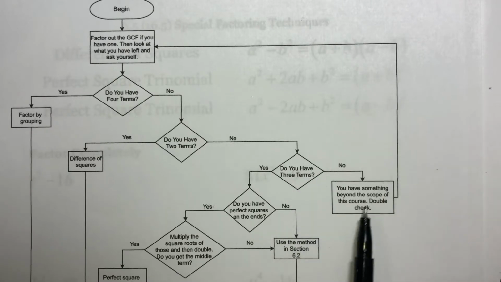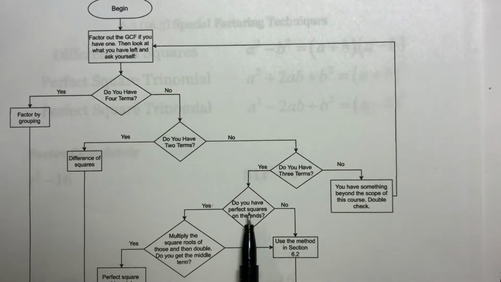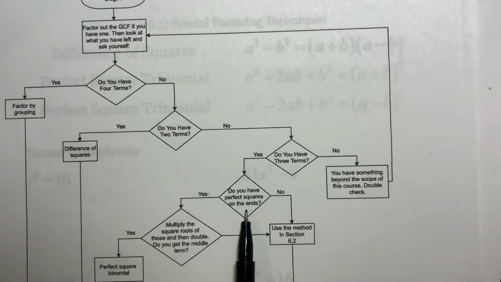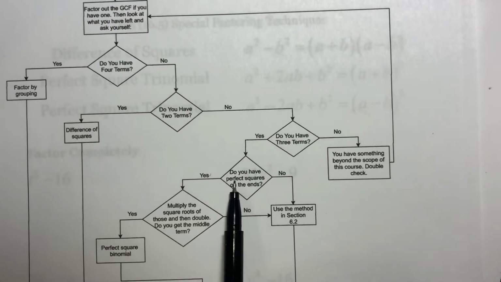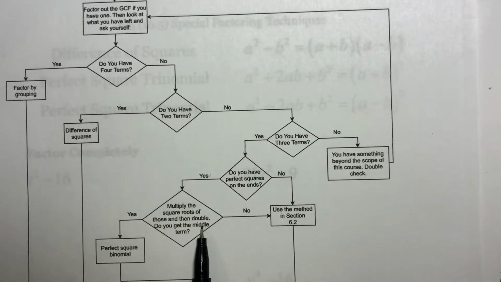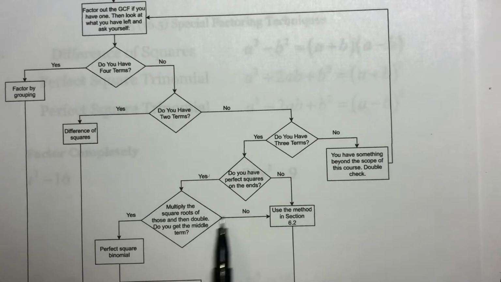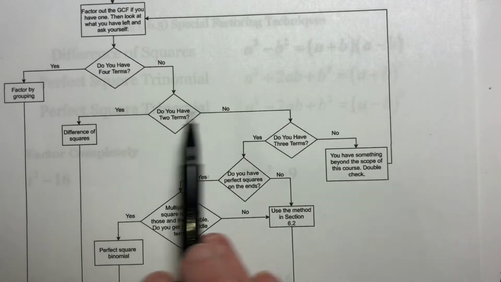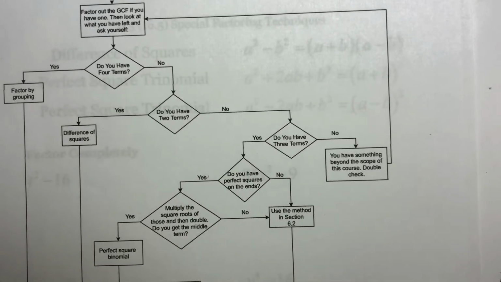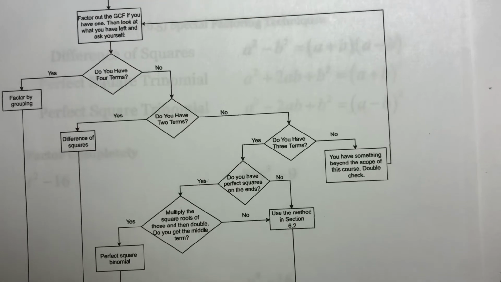Now, we know how to deal with those in general, okay? But today we are going to ask ourselves if we have perfect squares on the end. So we're finally going to understand what this is about. And then once we have this section done, we're going to know all the different ways of factoring that we're going to have in this class. Okay?